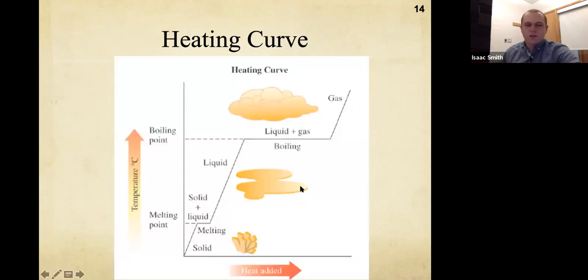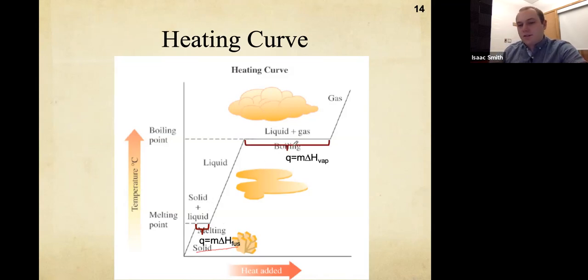Okay, so where do these fit in on our curve? On all the flat lines, we use Q equals m delta H, okay? And for this flat line, specifically, we use Q equals m delta H fusion, the heat of fusion, because we're transitioning between the solid and the liquid.